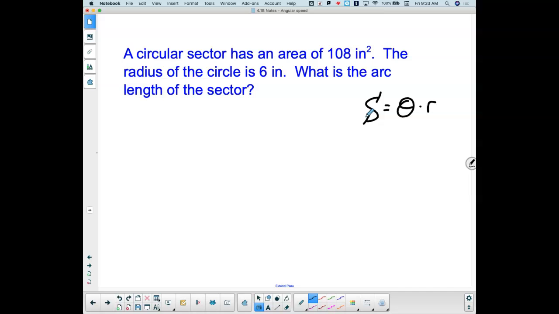Divide by 6. Divide what by 6? 108. What did you get when you divided by 6? 18. So theta is 18. Theta has to be less than 6.28. That's 2 pi. Otherwise, we'd have more than one circle. So 18 is not going to work. Anybody else?